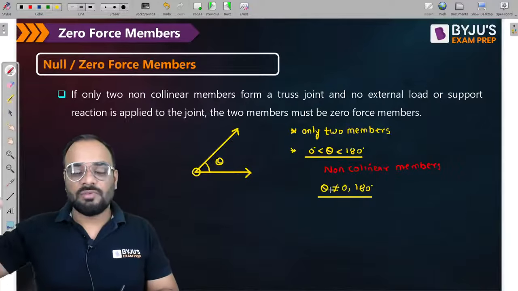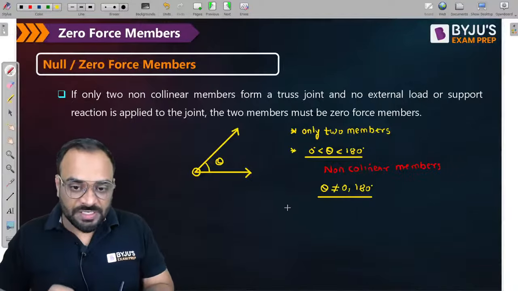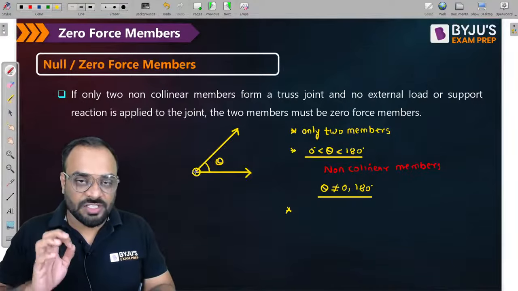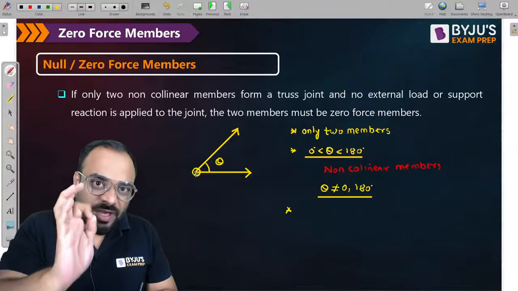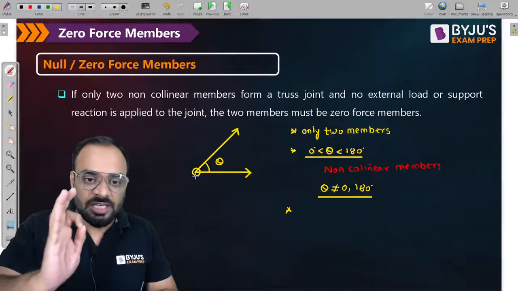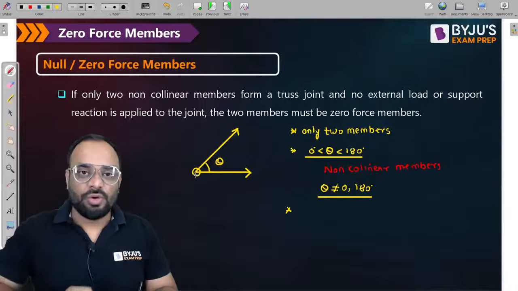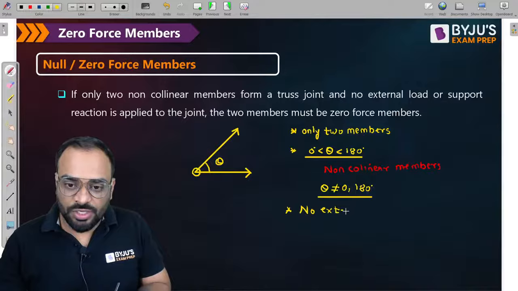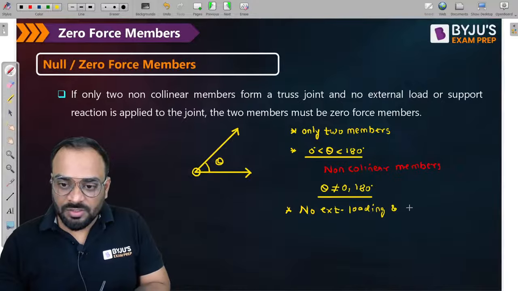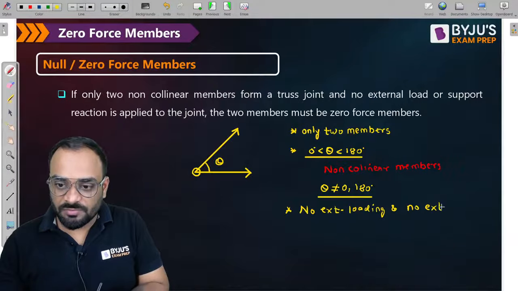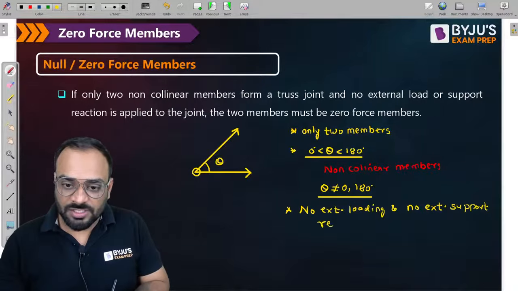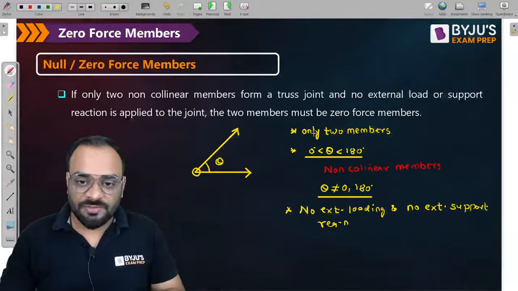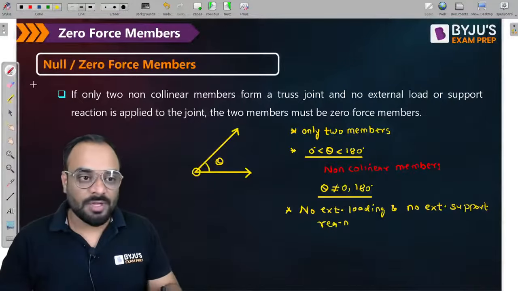If it is so, then the members will become collinear in nature, right? Third point is, at this particular junction or joint, there should not be any kind of external support reaction. There should not be any kind of external loading also, right? That means at the junction, no external loading and no external support reaction should be there. Now, if such a condition occurs, then these two members will have zero force.